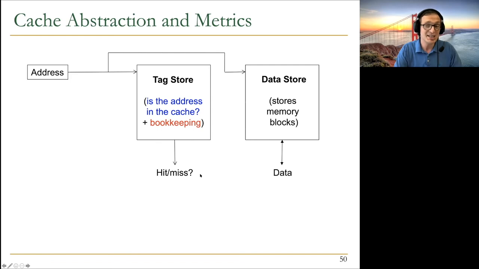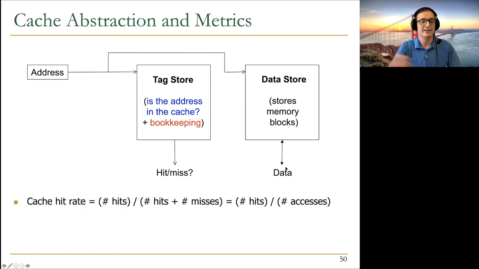And if the answer is yes, while you're indexing the tag store, you may actually be indexing the data store, and the data store gives you the data associated with the tag metadata. Okay, so the data store just stores memory blocks. Now, there are also interesting questions that we will discuss. Do you need to access them concurrently? At L1 caches, usually yes, but maybe at L3 caches, you may access them serially, right? We're going to talk about that as well. But at this point, the abstraction is that the tag store is the metadata that gives you the hit or miss signal, and the data store gives you the data itself.